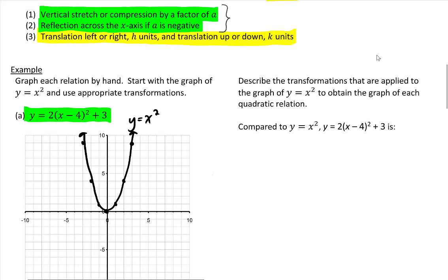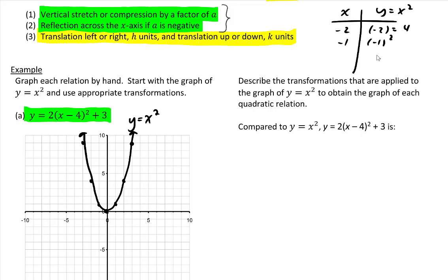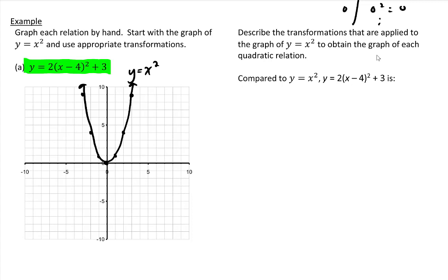And again, if you don't know how I got those values, let's just do that up here. We have x, we have y equals x squared. So let's say we started with negative 2. Negative 2 squared equals 4. Negative 1, negative 1 squared equals 1. 0 squared equals 0, and so on. So that's the first one.